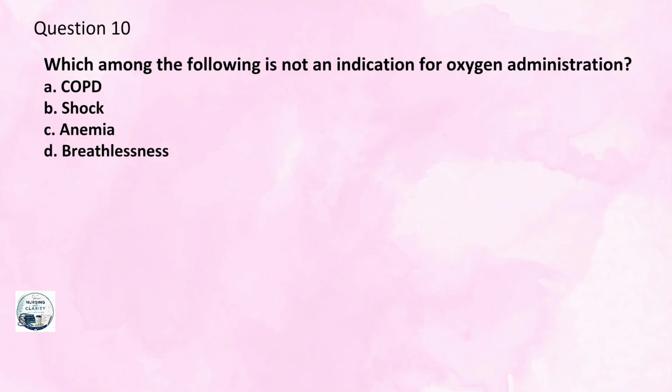Which among the following is not an indication for oxygen administration? Option A, COPD. Option B, shock. Option C, anemia. Option D, breathlessness. Answer is option C, anemia. Because oxygen is present but there is not enough hemoglobin to carry it. So therefore, option C is the correct answer. The other options are conditions which need oxygen therapy.